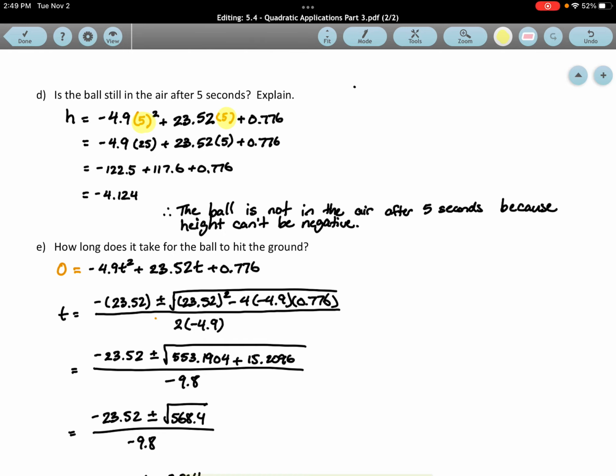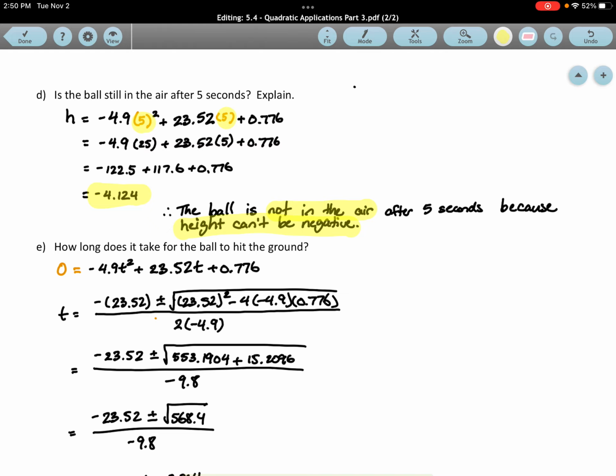We're going to do all the calculations, and we get this really weird negative number. How can height be -4 meters? Like, did some person kick the football into the air, and it came down so fast that it went 4 meters under the ground? That doesn't even make sense. So I would say, no, it's not in the air anymore, because the height can't be negative.